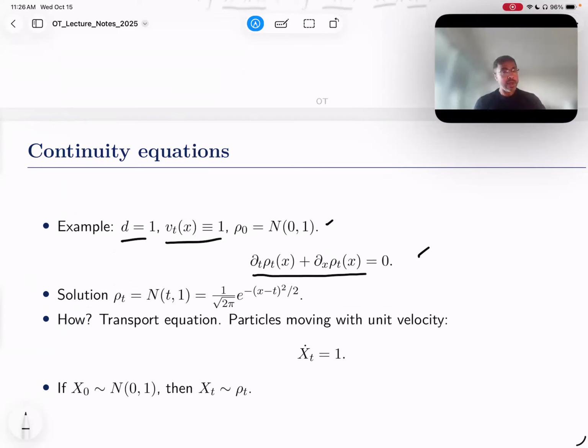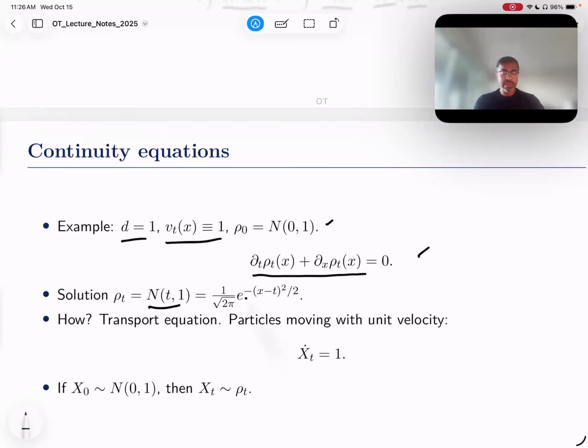Now, if you've never done PDE, you might wonder, how do I even solve this problem? This is not a very difficult PDE to solve at all. You can use any number of techniques. But I'll tell you what the solution is, and I'll tell you how I came up with the solution. The solution is that if you start from normal 0, 1, rho t must be normal t, 1. So the mean is shifted to t, and the variance remains 1.